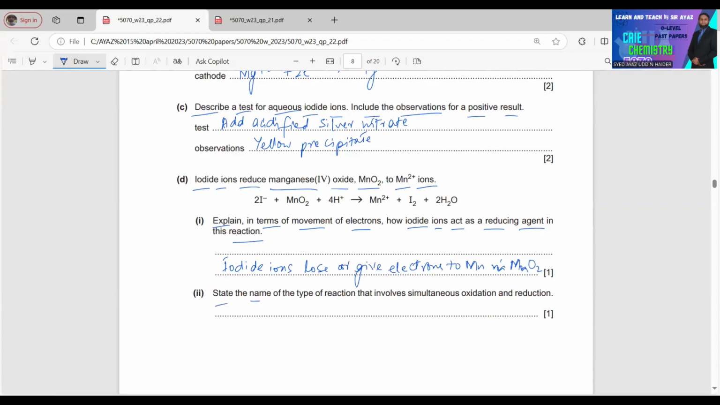State the name of the type of reaction that involves simultaneous oxidation and reduction. The reaction which involves both oxidation and reduction, we call it redox.